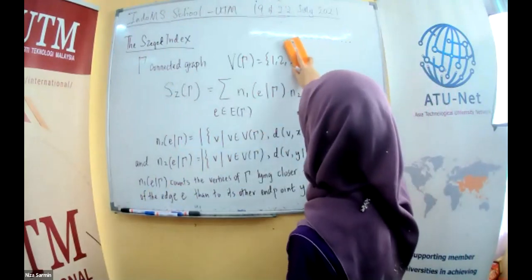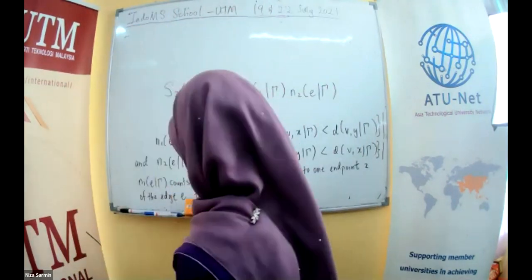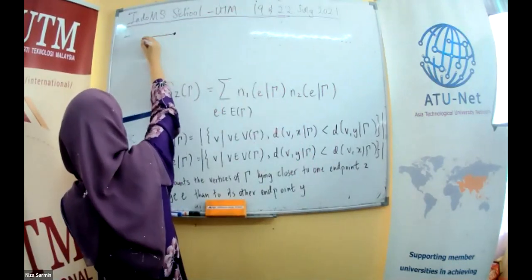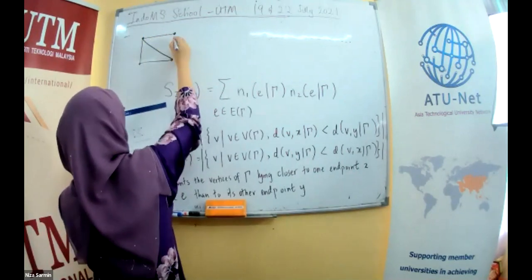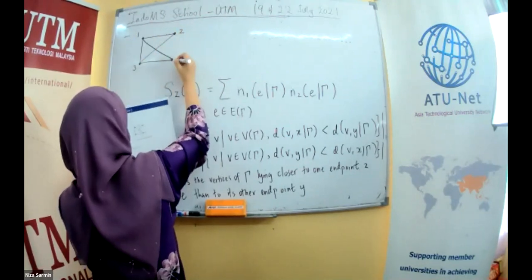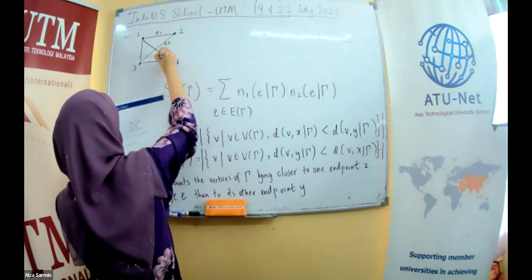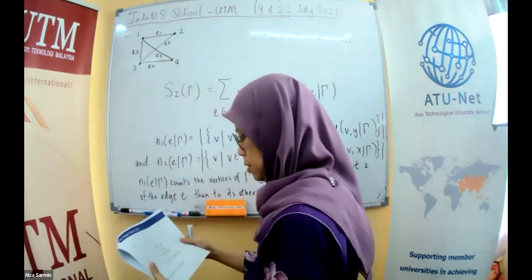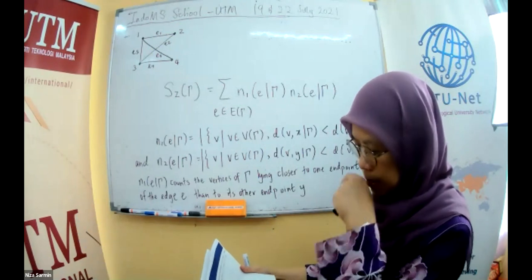But here we don't have that, so I had to redraw the same graph, yeah? Okay, it's okay. So again, 1, 2, 3, 4. The first edge, the second one, D3, D4, D5. Okay, so we want to compute the Z index.